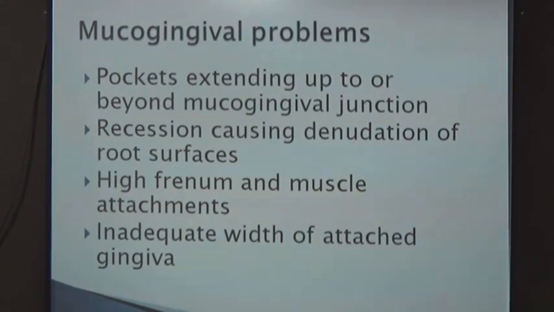Mucogingival problems: pocket extending up to or beyond the mucogingival junction. I told you, when I was giving the contraindication for gingivectomy, that with a pocket extending above the mucogingival junction you cannot do gingivectomy, isn't it? So recession causing denudation of root surfaces, high frenum and muscle attachment, and inadequate width of attached gingiva. All these things come under mucogingival problems.